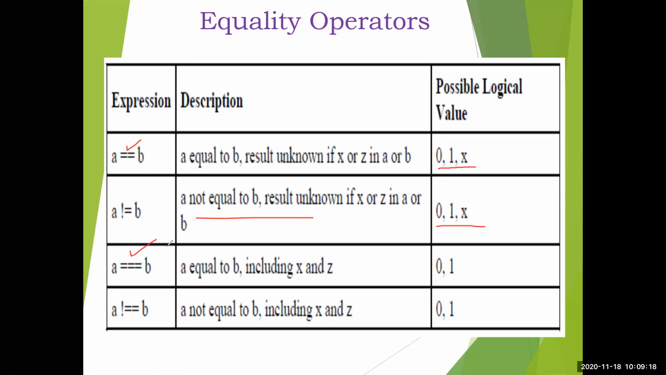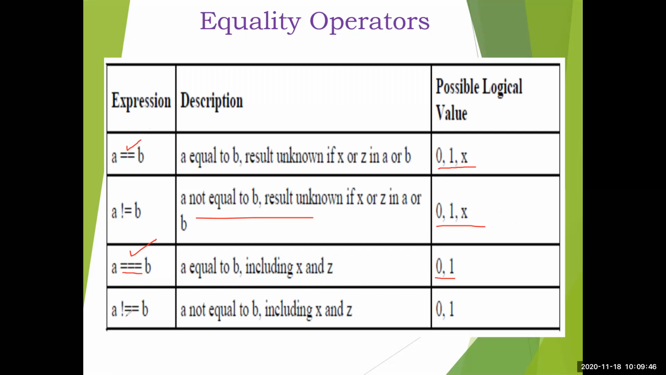That is the difference here. See, this is also equal to b, but including x and z it will also compare. If in a the second bit is x, and here also the second bit is x, even the x will be compared in the case of three equal operators. So that's why its result is either 0 or 1. There is no x here because x and z also it will compare. Whereas in this case, it will not compare. If x is present, it will give the result x.